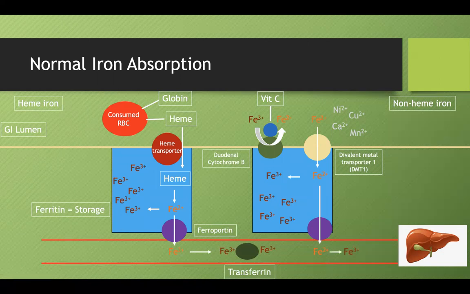Now, ultimately, we don't want all the iron just floating around in the bloodstream as transferrin. We want a place to store it as ferritin. And so what's going to happen is that this ferric form of iron, or ferritin, has three places that it predominantly likes to store. It can store in the splenic macrophages, it can store in the bones, and a common place for iron storage is in our liver.